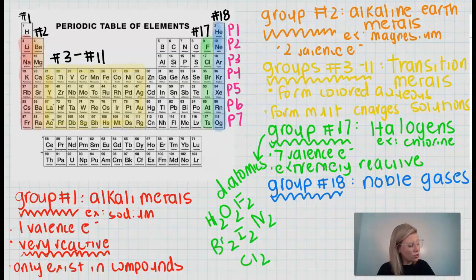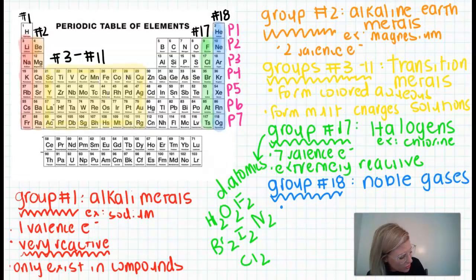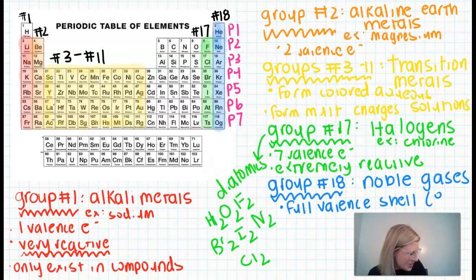And the last group that we have are the noble gases, group 18. Now, these are so cool. And remember, these are the ones Mendeleev did not discover, right? He didn't predict these at all. These are really special and they're considered noble because they have a full valence shell. They have a total of 8 valence electrons, with the exception of helium, which has only 2. But remember, your first shell can only hold a maximum of 2 electrons.